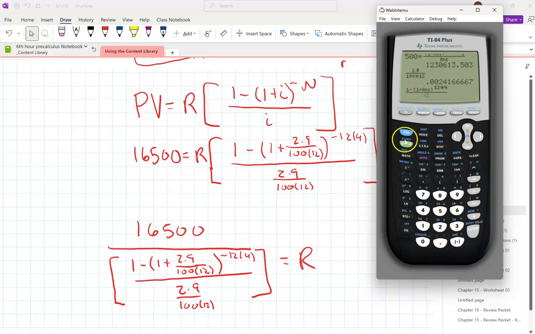Oops, forgot my negative sign in there. That's important. Okay, so there's that. And then my last step is to take my 16.5 and divide it by that answer. So my payment should be about $364.49.